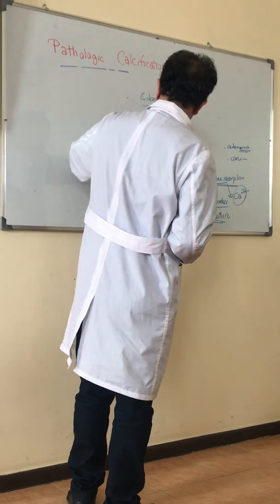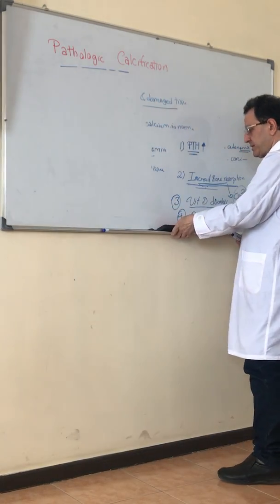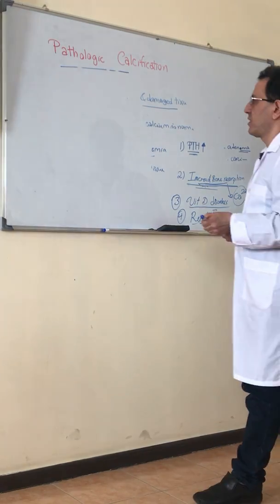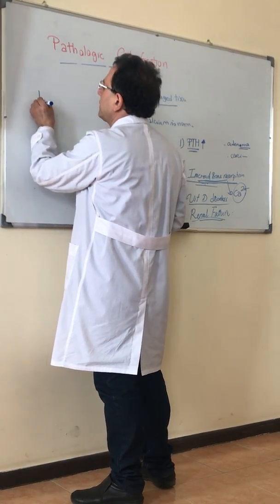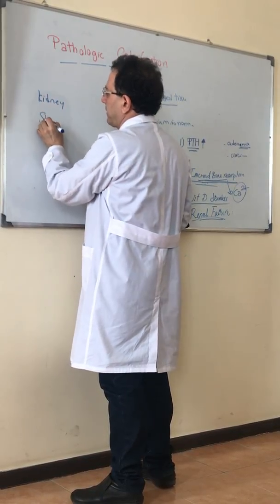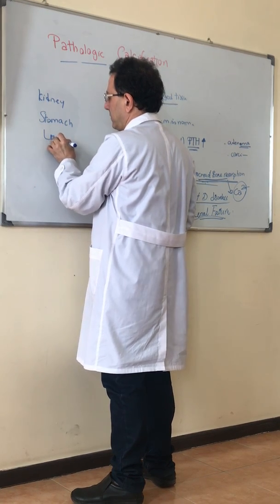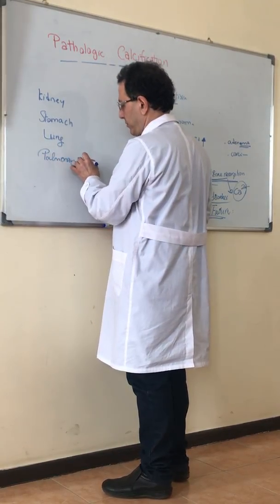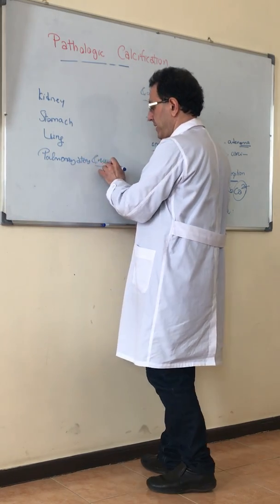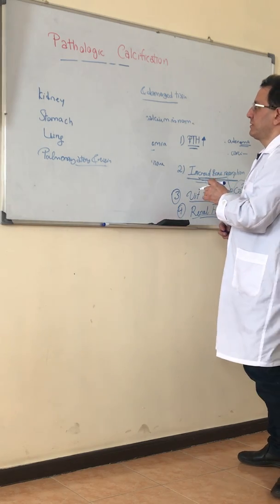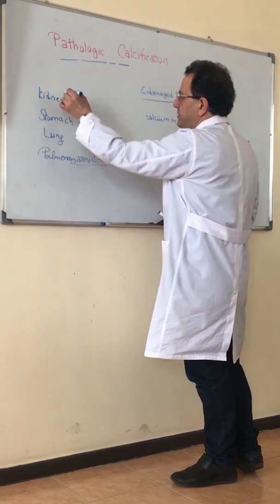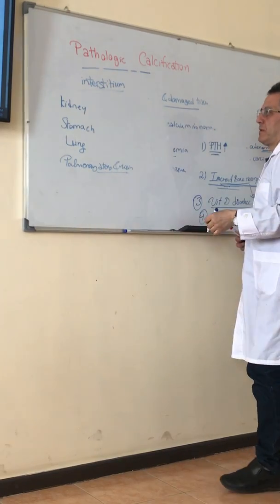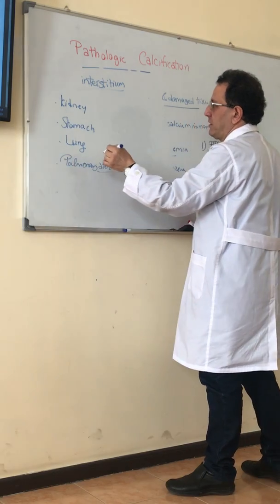And I said that the tissue is healthy. This hypercalcemia causes calcification in the interstitium, not intracellular. In the interstitium of some organs such as kidney, stomach, lung, and arteries and veins such as pulmonary artery and vein. So this type of calcification, metastatic calcification, is seen in the interstitium of kidney, stomach, lung, and vessels.